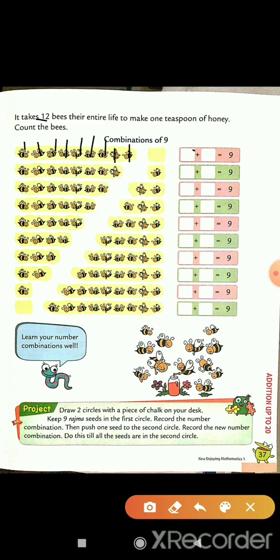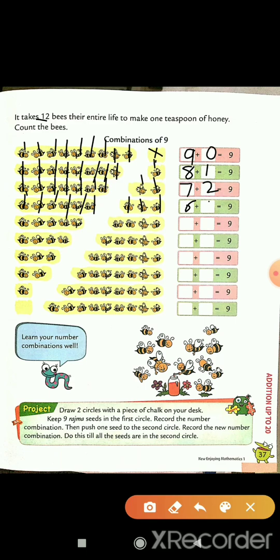So write here 9, and here no bees. So write here 0. Next, 1, 2, 3, 4, 5, 6, 7, 8. So write here 8 and 1. So 8 plus 1 is 9. 1, 2, 3, 4, 5, 6, 7. So write here 7 and 1 and 2. Write here 2. 1, 2, 3, 4, 5, 6.